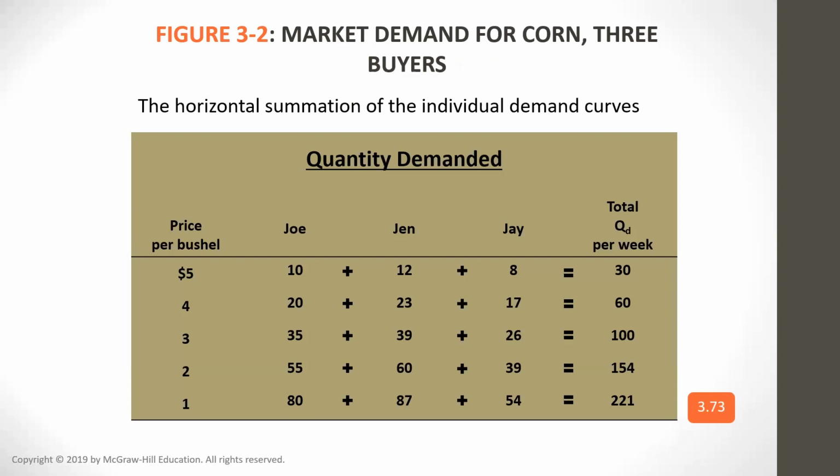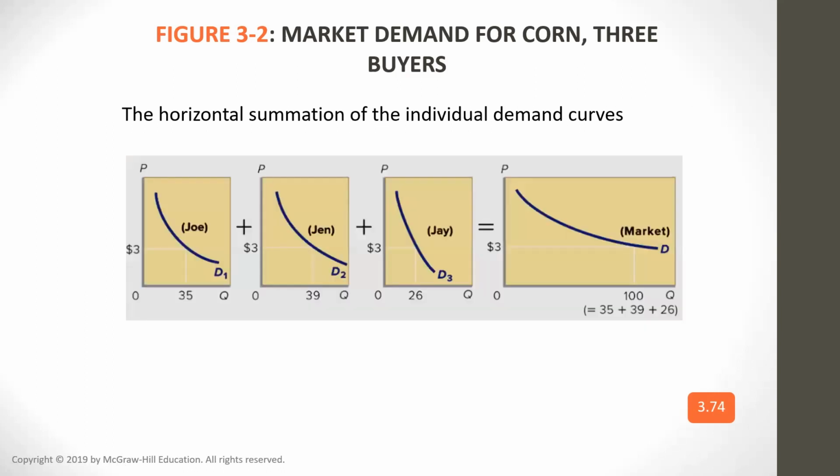So they add up all the individual demand curves. In this case, Joe has an individual demand curve, Jenna has an individual demand curve, Jay has an individual demand curve. They add each of those together to get a total quantity demanded. So that's how they get quantity demanded. They add up all the individual ones, all the people and their quantity demanded, and then plot it on a graph, with total quantity demanded on the x-axis and price on the y-axis. As you can see here, these are individual demand curves, and then you add those all up to get the market demand curve.